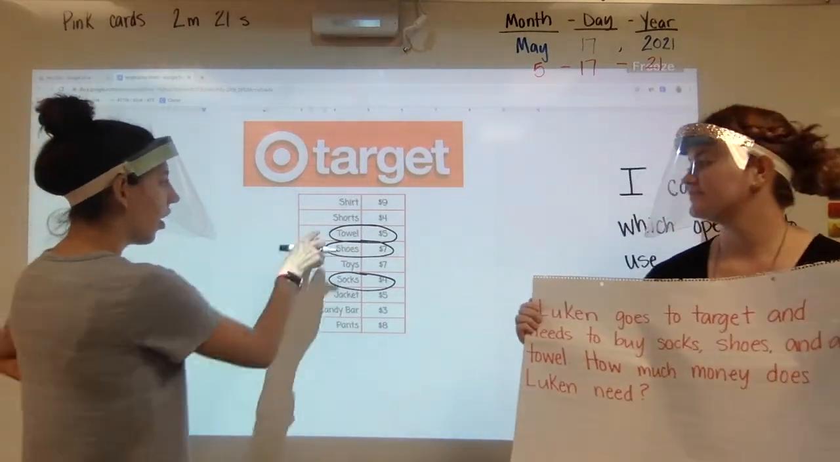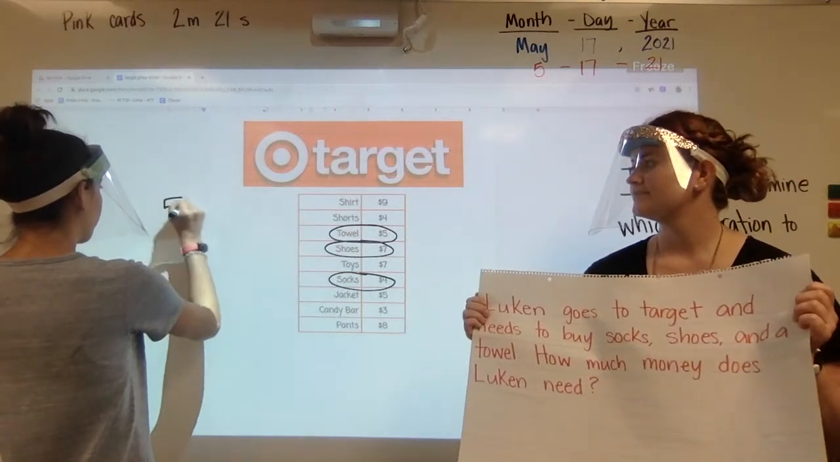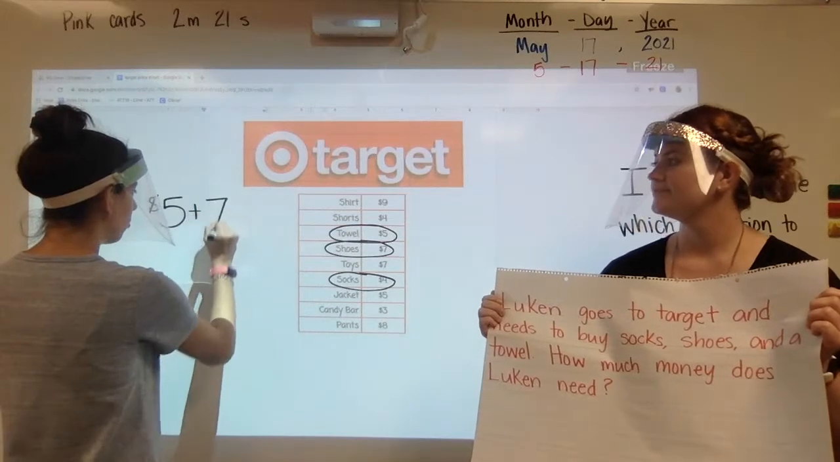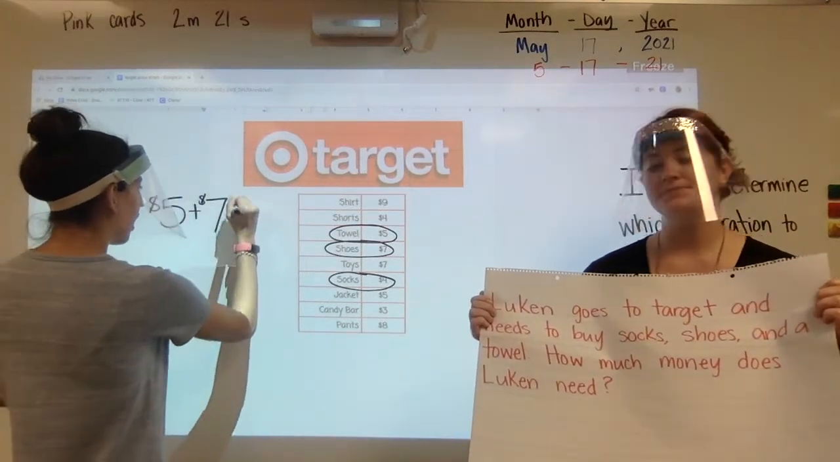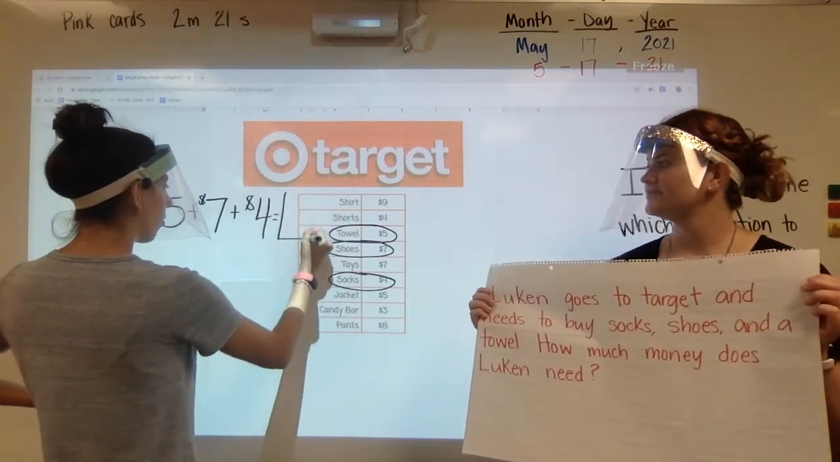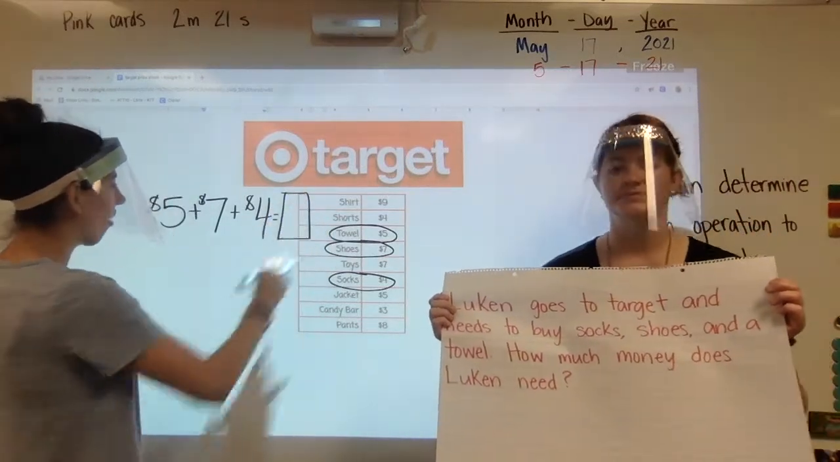To figure out how much he needs. Okay, well, I know a towel is worth $5. And then I'm going to add that to shoes, which are worth $7, and socks, which are $4. And I'm going to figure out the total, or how much he'll need in all.